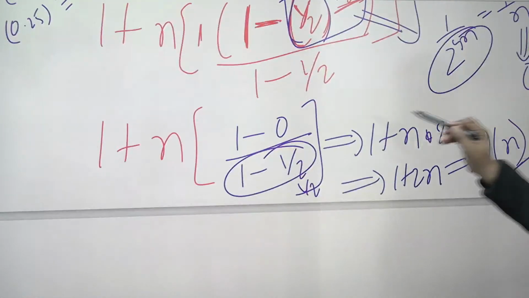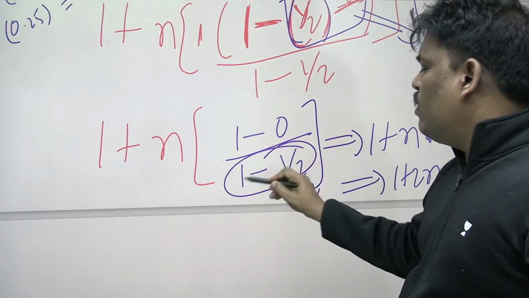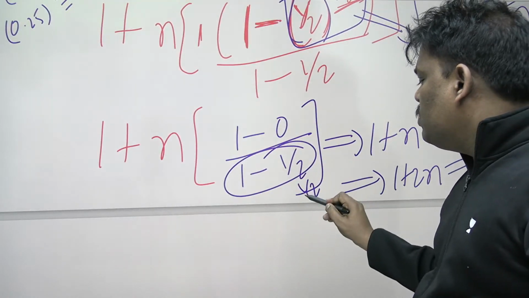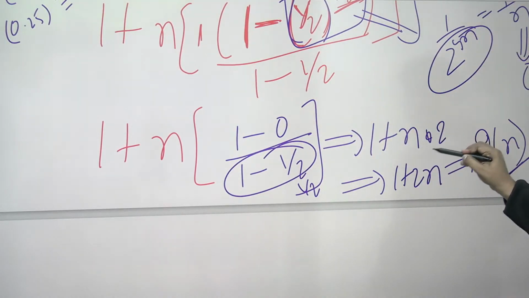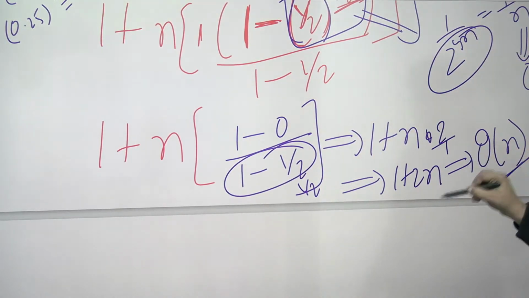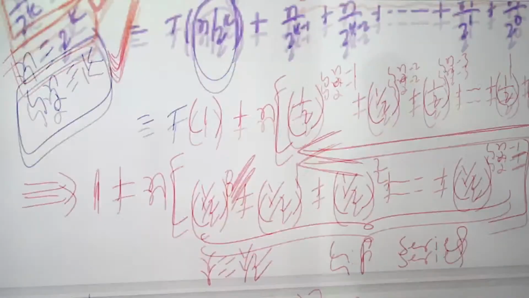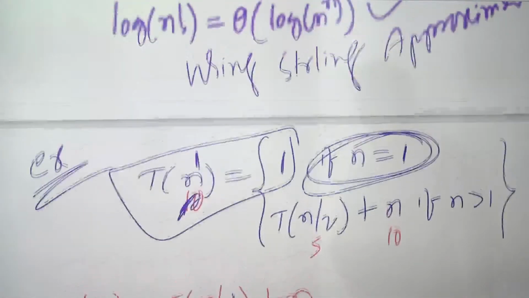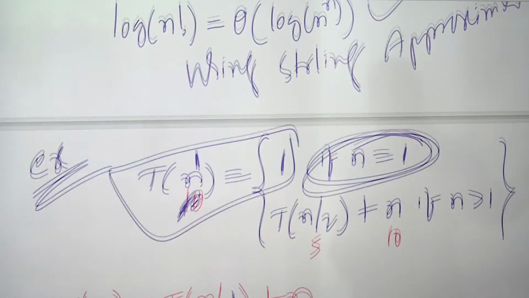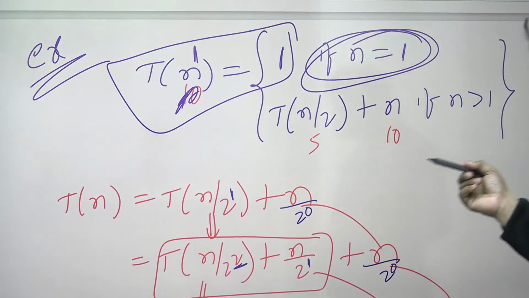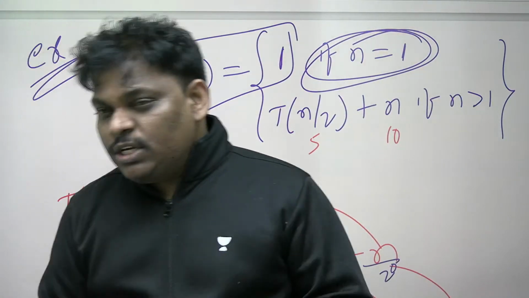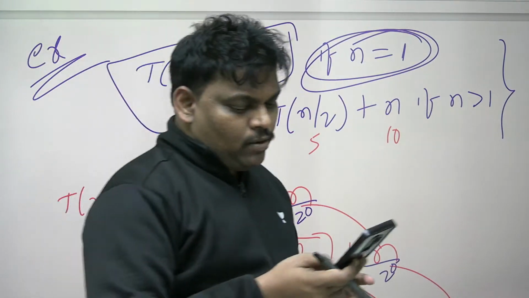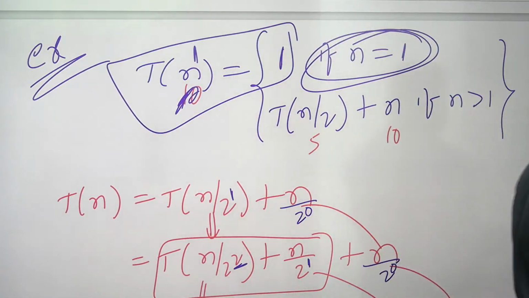So this became 0. 1 minus 0 by 1 minus 1 by 2. This 1 by 2 becomes over. It became 1 plus n into 2 by 1. It became 1 plus 2n, which is theta of n. So what I want to say is, listen, don't do any shortcuts here. This is a very, very interesting problem. GP series coming, R value less than 1. Answer is n.